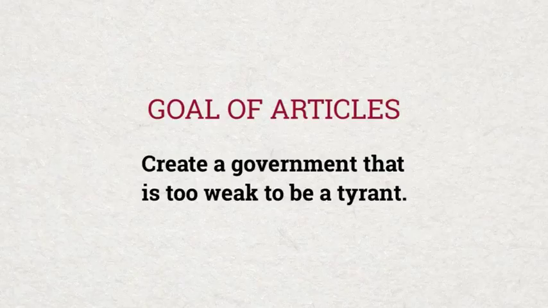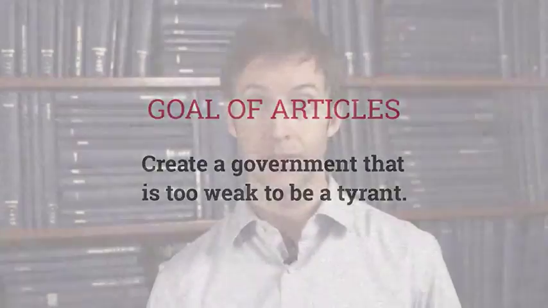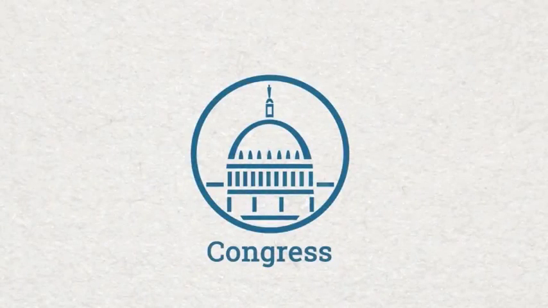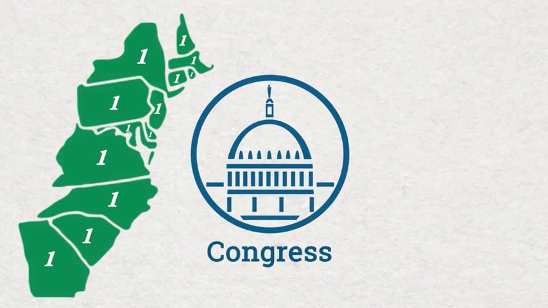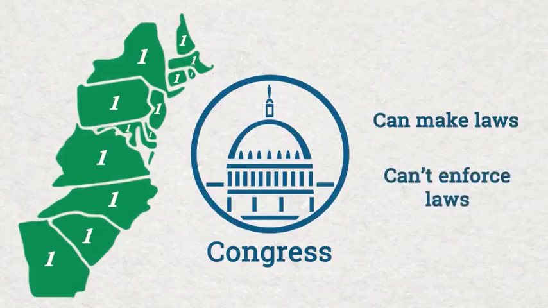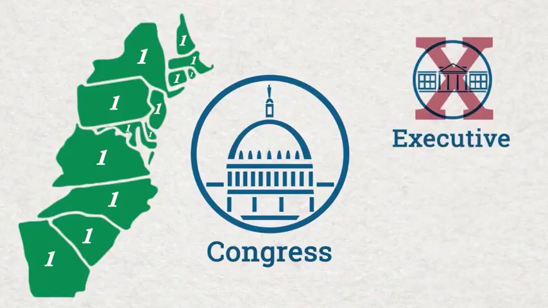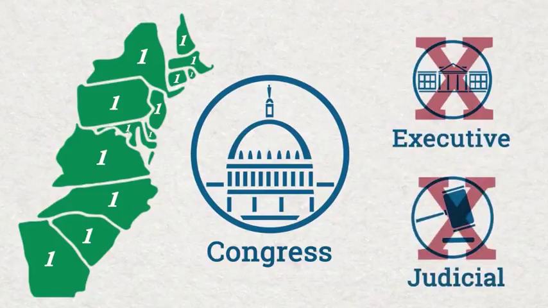And they succeed in that. They succeed brilliantly. The government they create is incredibly weak. It's a system something like the United Nations. There's a legislature called Congress. Each state gets one vote, like countries do in the United Nations. Congress can make laws, sort of, but it can't enforce them. There's no executive branch, there's no judicial branch, no president and no courts.